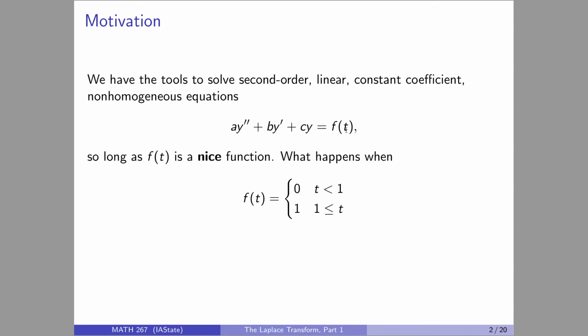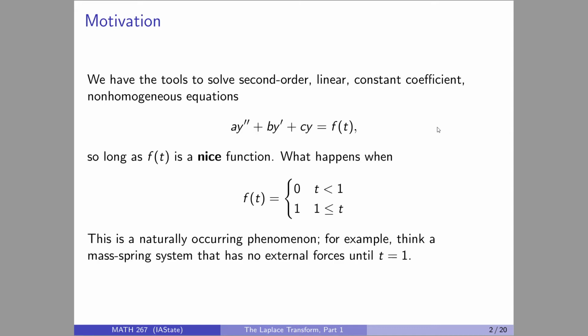Now, what happens if the right-hand side is something outside of that realm? What if it's something like this piecewise function right here? This function is 0 for all inputs less than 1, and then 1 for all inputs greater than or equal to 1. So it turns on when t hits 1. Now, why would we care if this was the right-hand side? Well, in terms of mathematical modeling, this would naturally occur. Nothing is happening, and then a switch has been turned on.